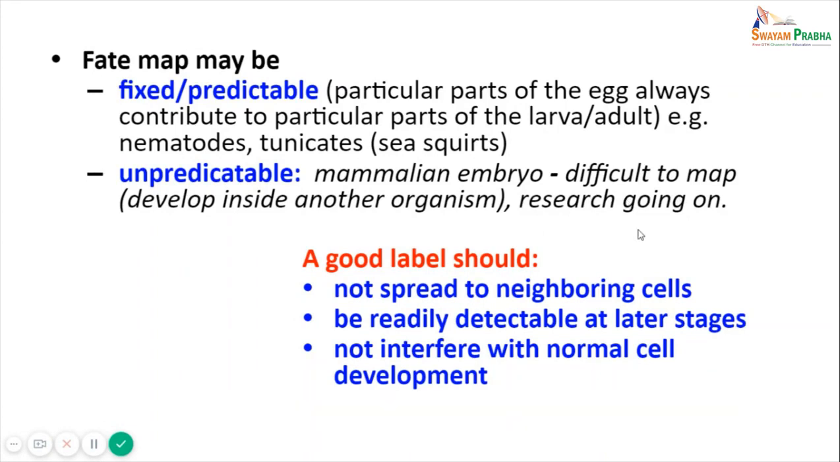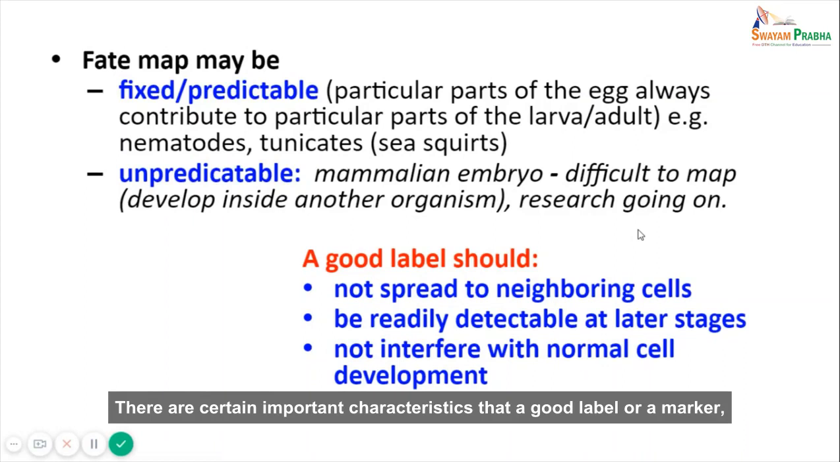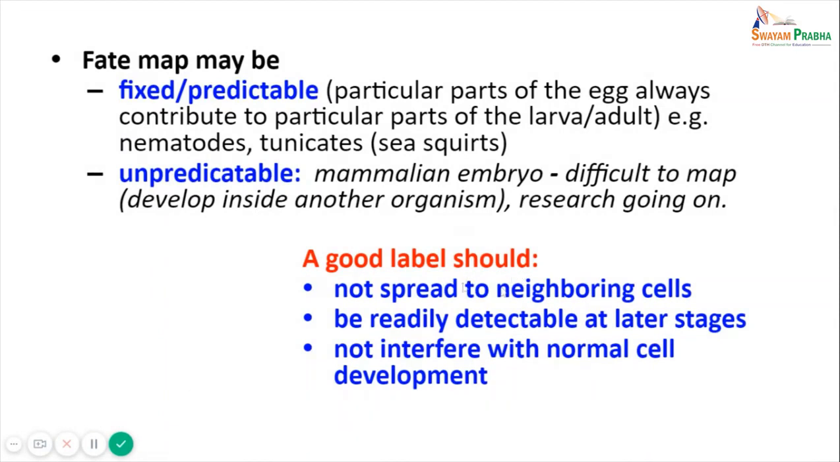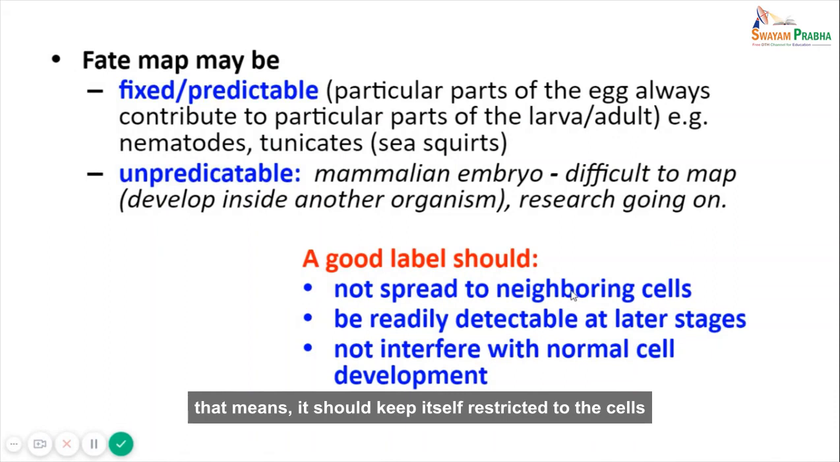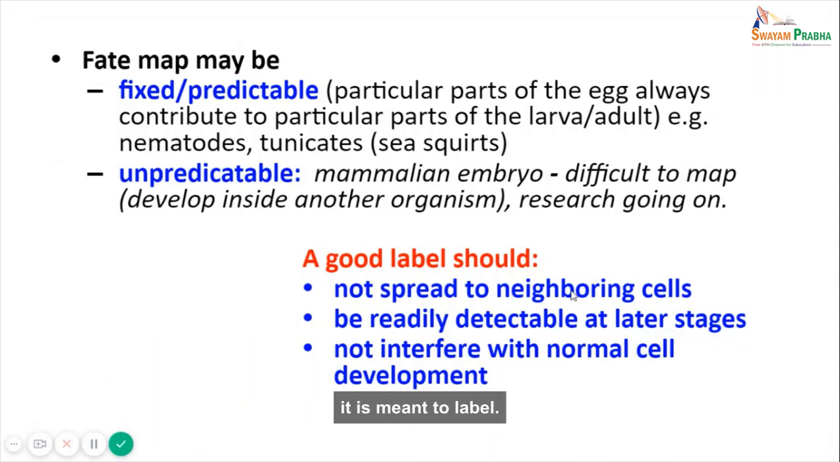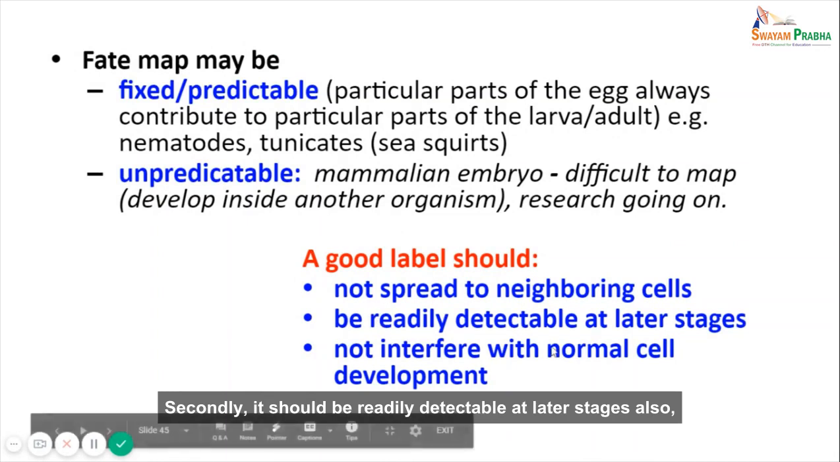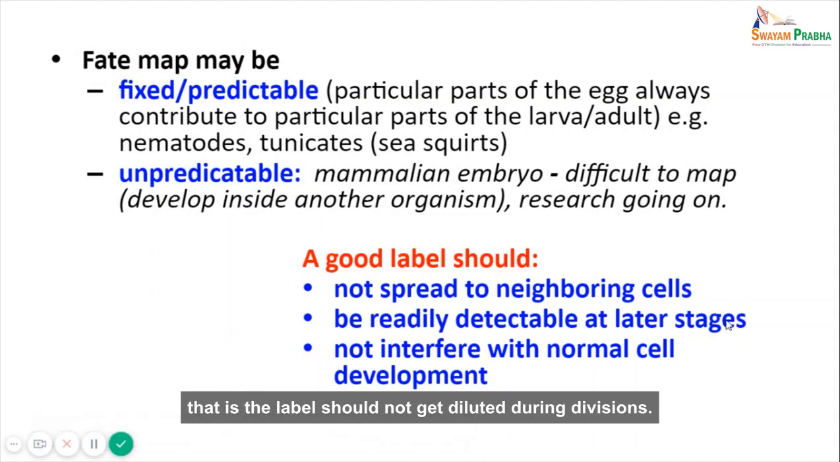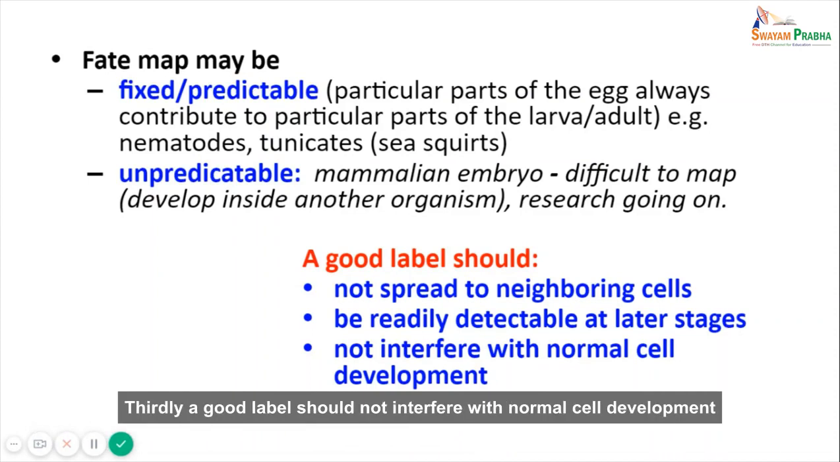There are certain important characteristics that a good label or marker used to prepare fate maps should have. A good label should not spread to neighboring cells. That means it should keep itself restricted to the cells it is meant to label. Secondly, it should be readily detectable at later stages also. That is, the label should not get diluted during divisions. Thirdly, a good label should not interfere with normal cell development. That is, it should not hamper any of the important cell processes.